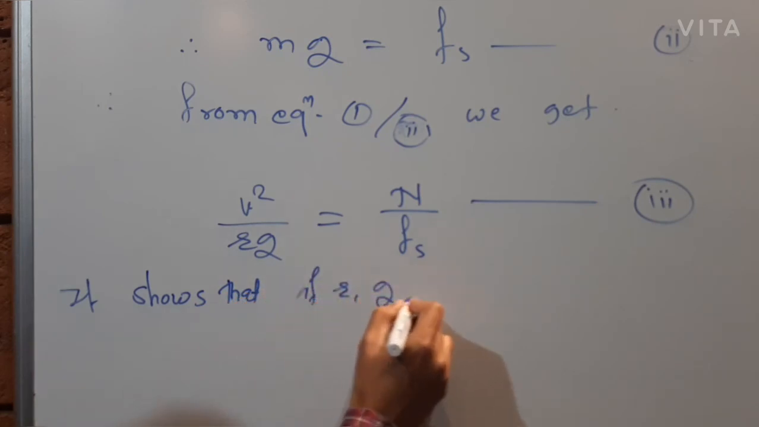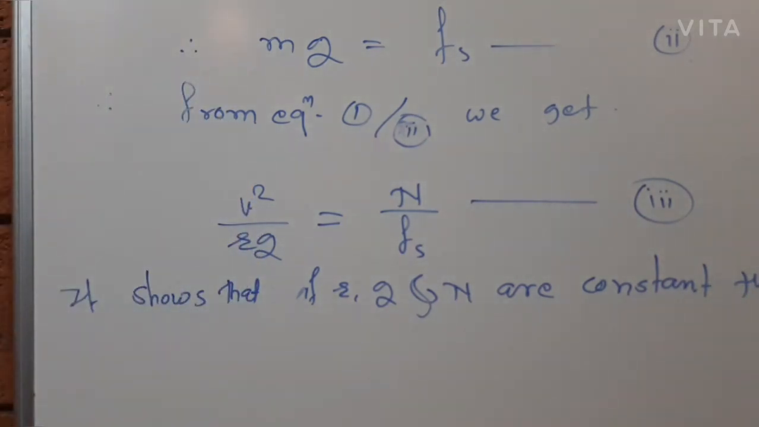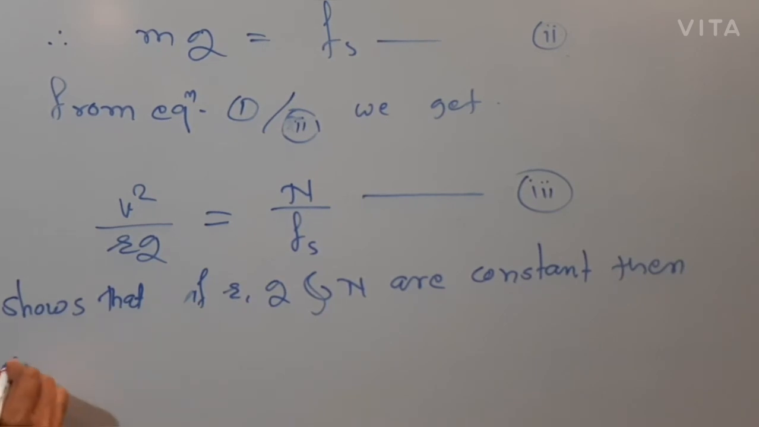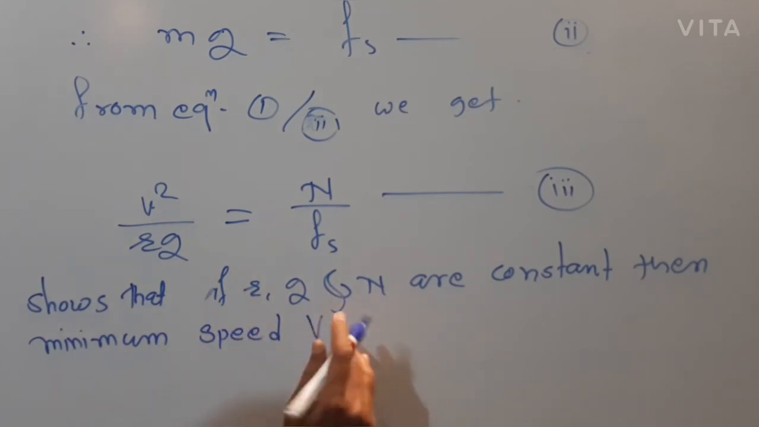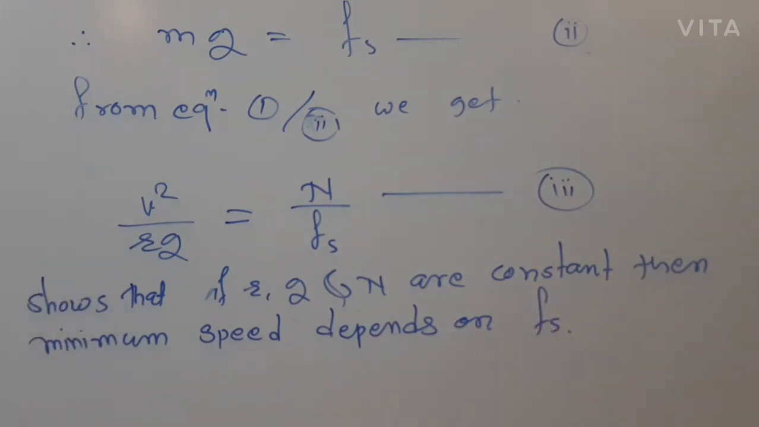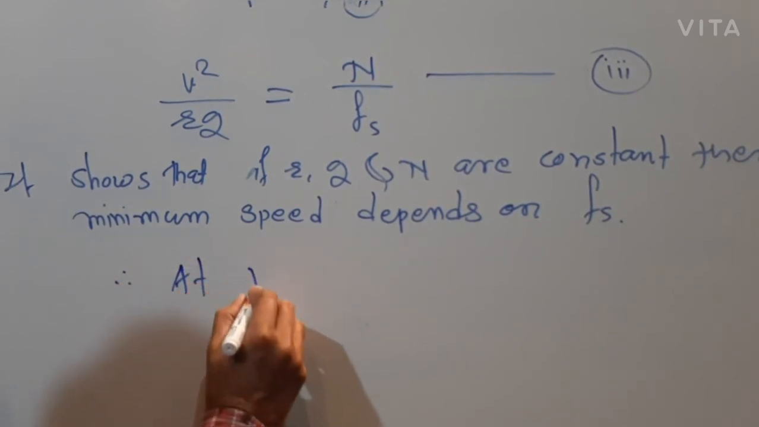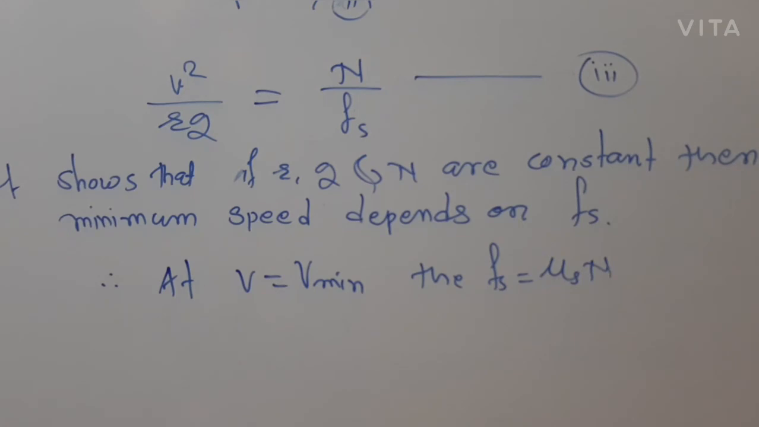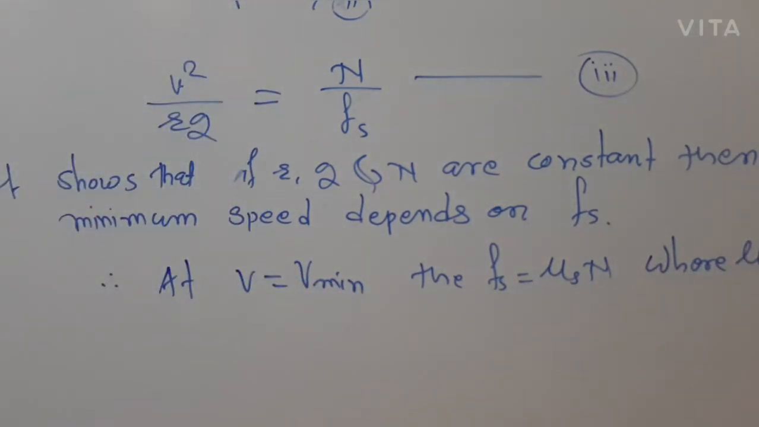It shows that if r, g and capital N are constant, then the minimum speed v minimum depends on Fs. Therefore, at v equal to v minimum, Fs is equal to μs into N, where μs is the coefficient of friction.